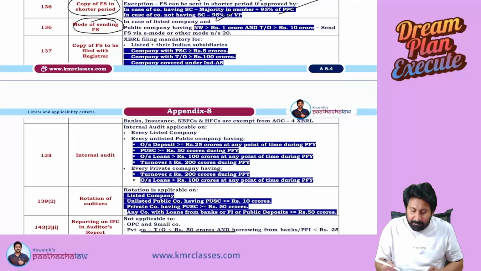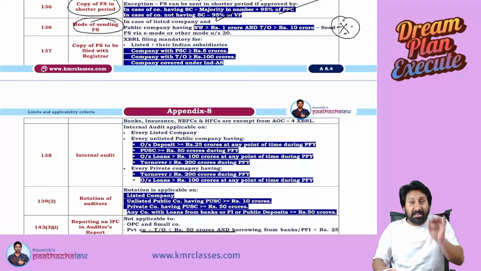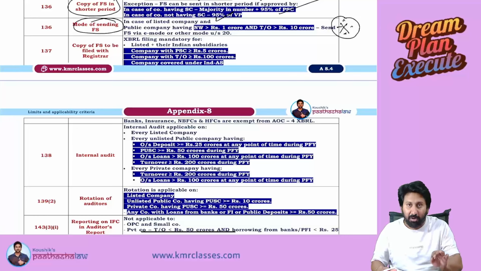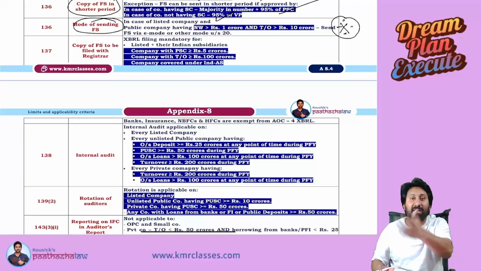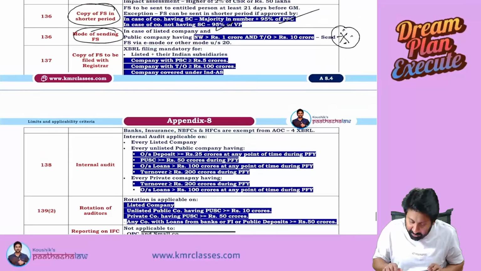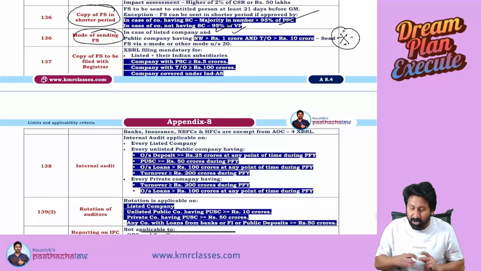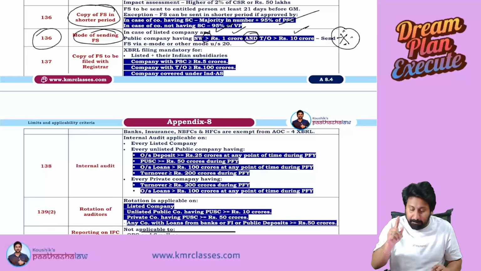Next, mode of sending financial statement. In case of listed company, this is important here, market important, this can be tested. Financial statement can be circulated in electronic form in case of listed company. If they give in the question itself, X Limited is a listed company and net worth, now forget about net worth, it is only to confuse you, it's a trap. So therefore, it is applicable only if the net worth is more than 1 crore and turnover more than, not more than, not more than or equal to. It is section 136, important.